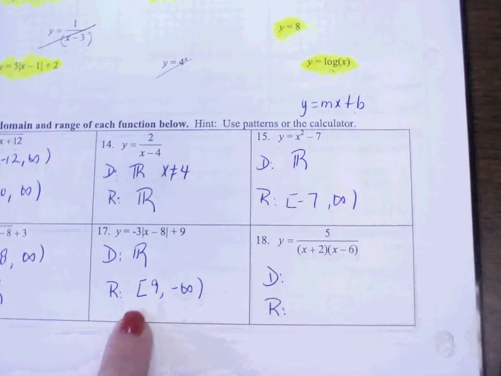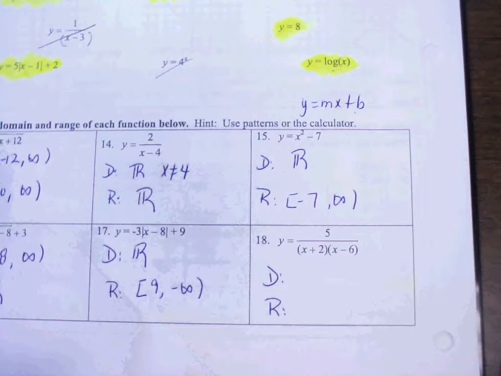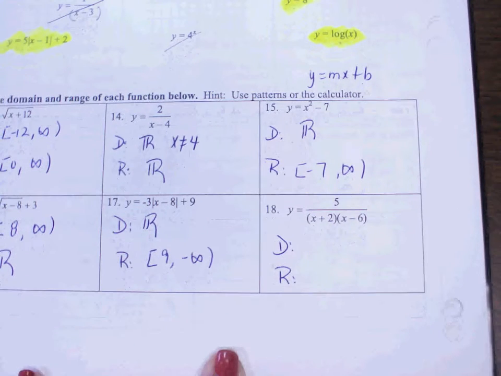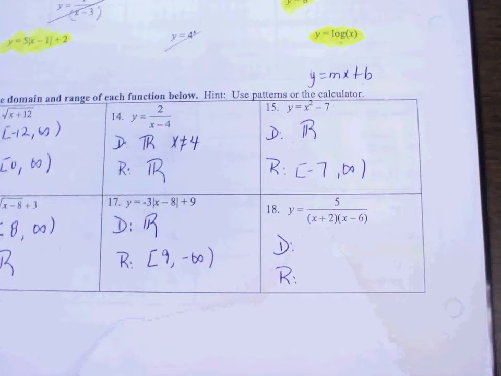Oh, yeah, it should be reversed. I'm sorry. Yes, it should be. But it's okay. I don't want to write it again, but it should be negative infinity to positive 9. All right, this one's real easy.